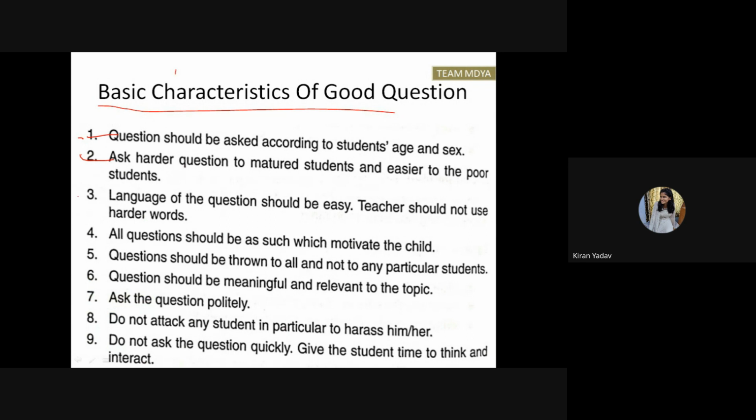Third, the language of the question should be easy. The teacher should not use harder words. If we use harder words, then students won't be able to understand our question. Then how will they answer?